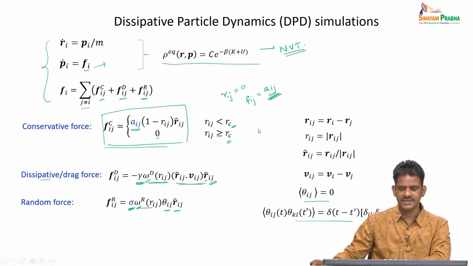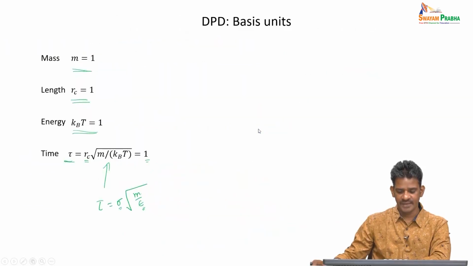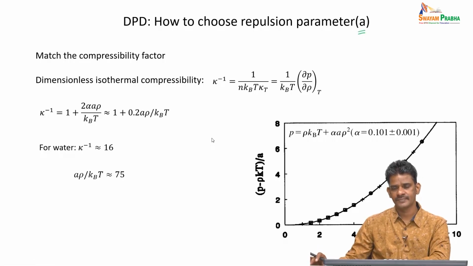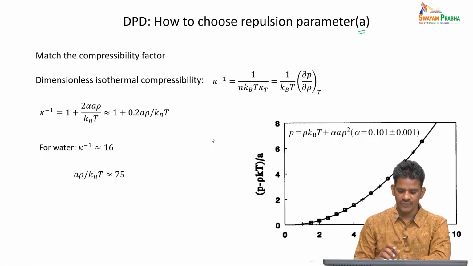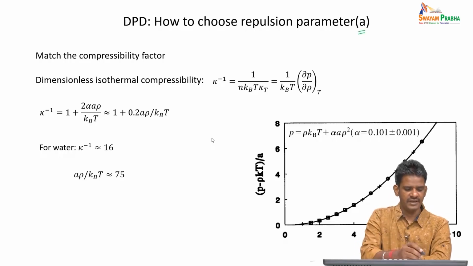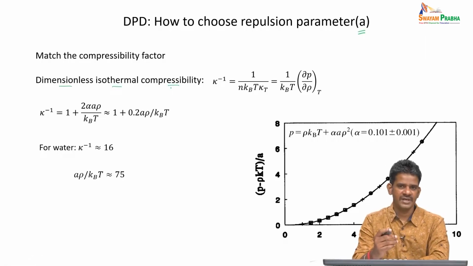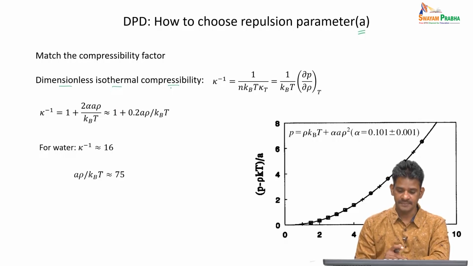We decide the repulsion parameter by ensuring that the simulation correctly predicts the compressibility of the fluid in question. So, what we do for that is, first of all, we define a dimensionless isothermal compressibility. To recall, compressibility tells you how the pressure changes when you change the volume. That is given by the isothermal compressibility, but here we are writing it in terms of a non-dimensional quantity.